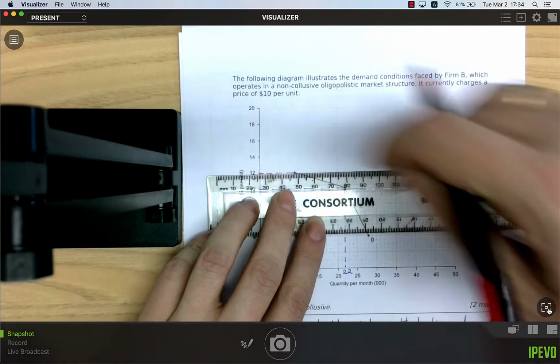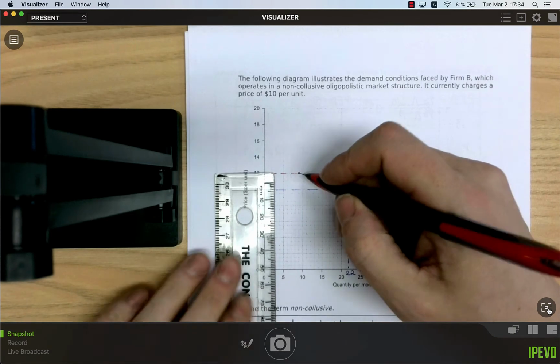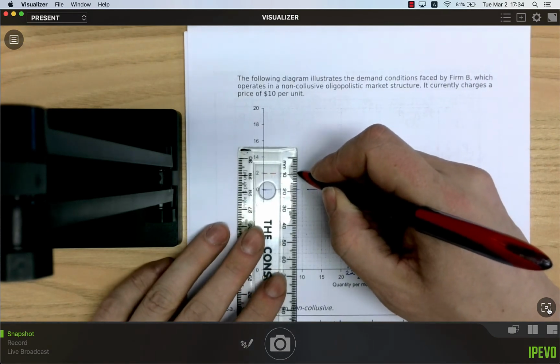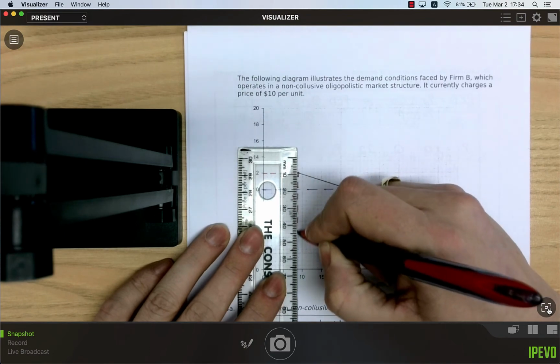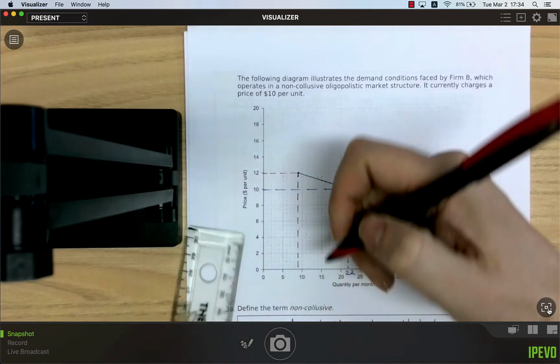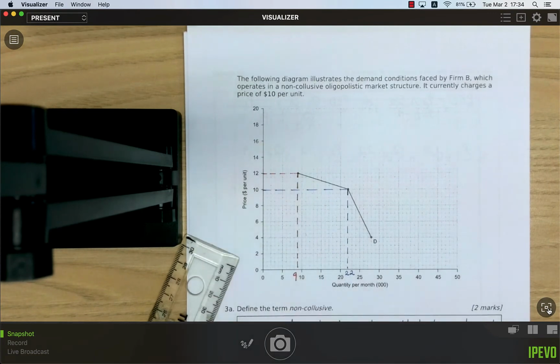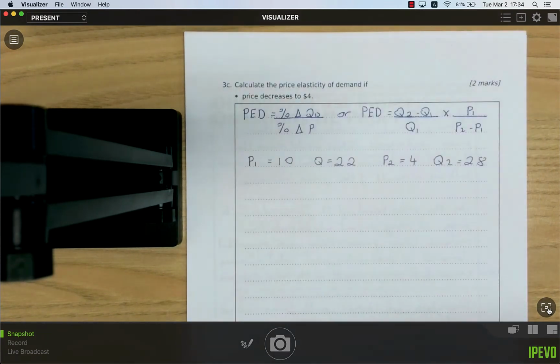Okay, so we've gone from there, and again, be very careful here, guys. And I think that's 9. Okay, so that's the new price and quantity. Great. Right, here we go now.